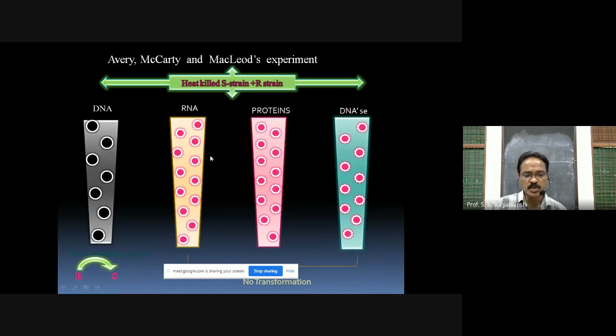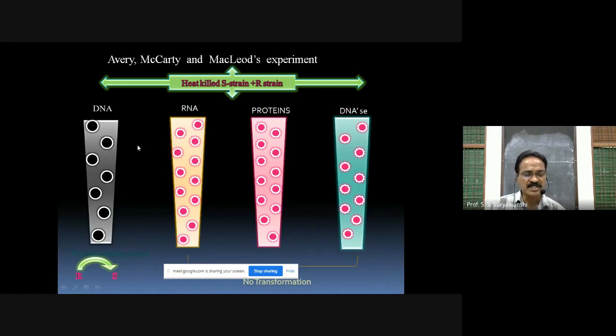But in the next 2, he found that with RNA there is no change; it remains rough type. You can see here, this is the R type, a rough type. And the proteins also remain the same, with the heat-killed S strain and the R strain. So in both test tubes, RNA as well as proteins, there was no transformation. Only in the DNA test tube did R get transformed to S. This means DNA is responsible for such a transformation, the genetic principle.